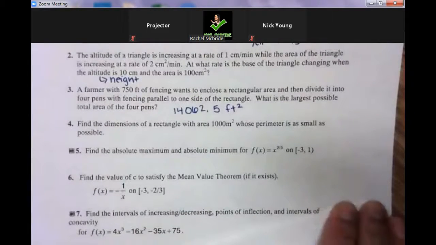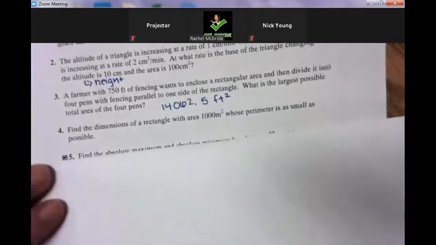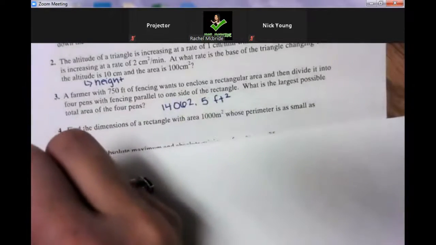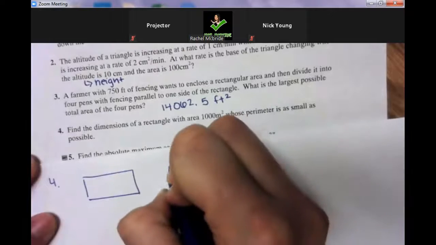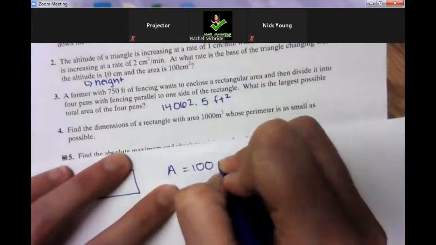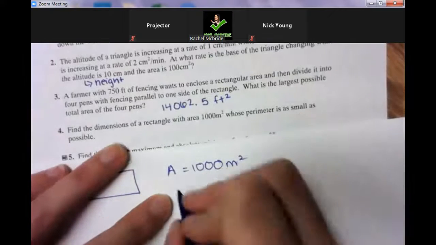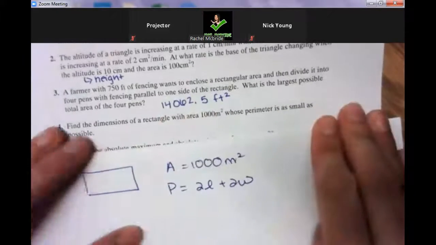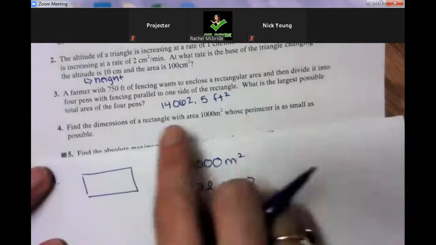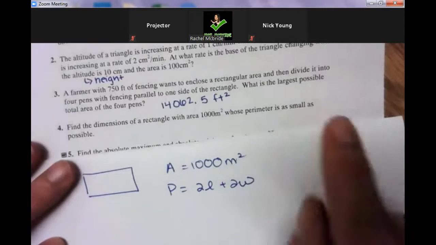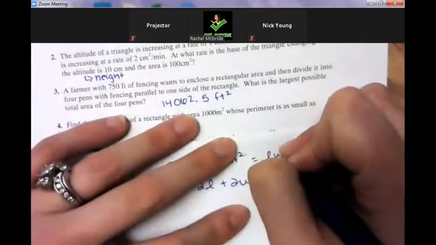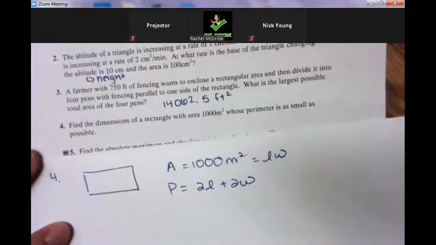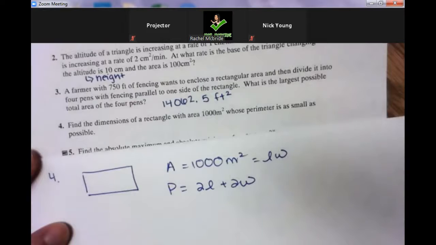Okay, number 4, maybe I'll just set up 4 with you. So it says find the dimensions of a rectangle with area. So we know we're talking about a rectangle. We know we're given area. We want perimeter to be shrunk. So perimeter is 2 length, 2 width. So you want the perimeter to be minimized. So area is length times width. So you're going to have to come up with a relationship relating area to length or width and plugging in.